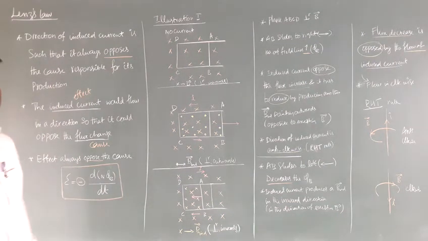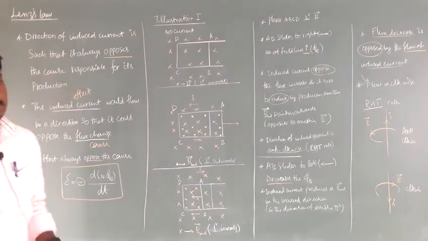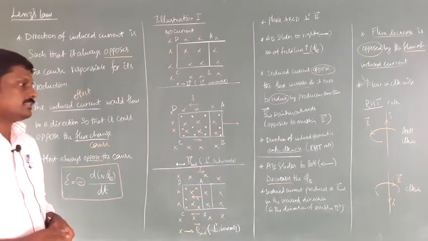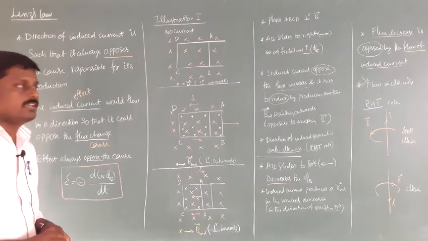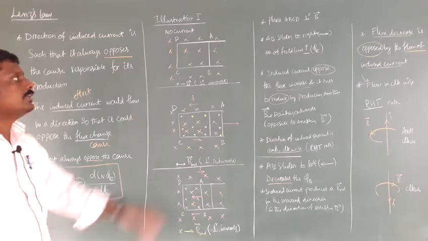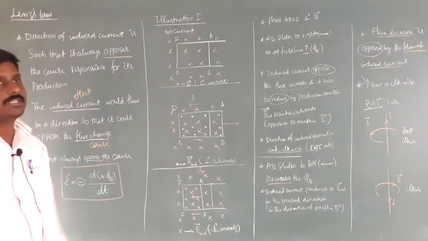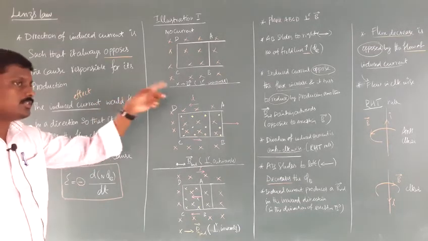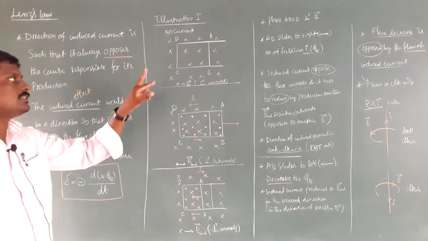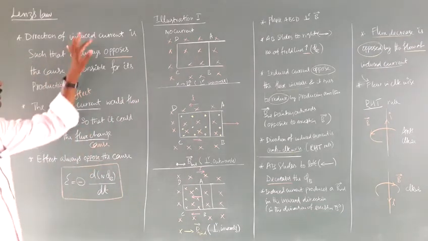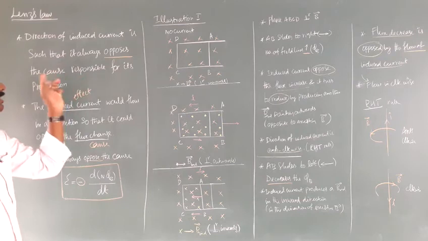In this class we are going to discuss Lenz's law. It is a continuation of Faraday's law of electromagnetic induction. Whenever there is a change in magnetic flux linked with a coil or conductor, an induced EMF is produced in the conductor. That induced EMF and induced current always oppose the magnetic flux change. That is Lenz's law: the direction of the induced current always opposes the cause.